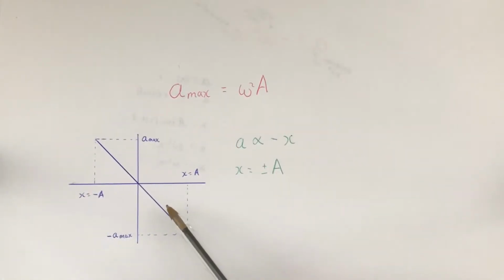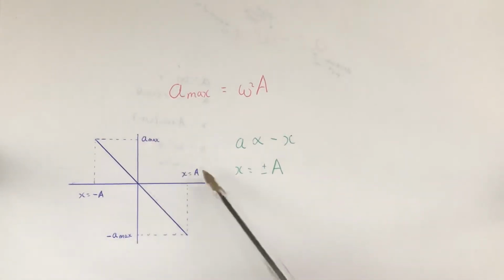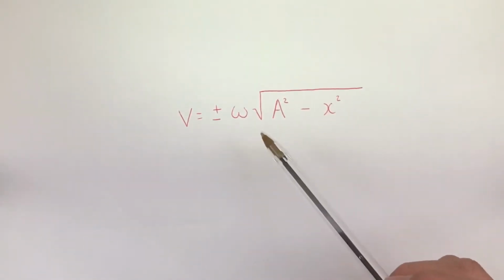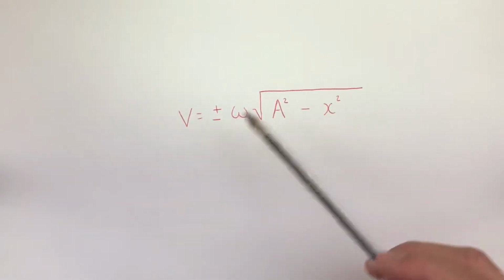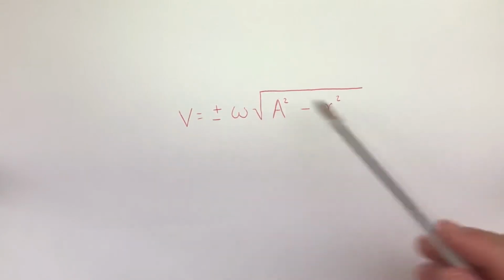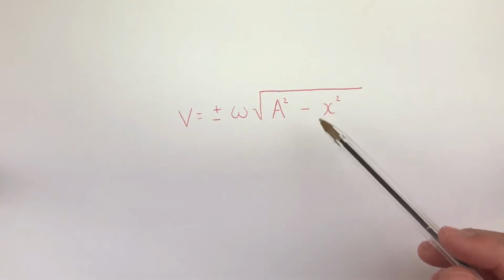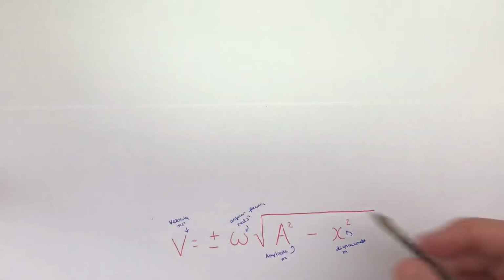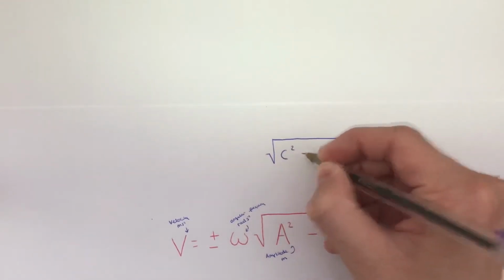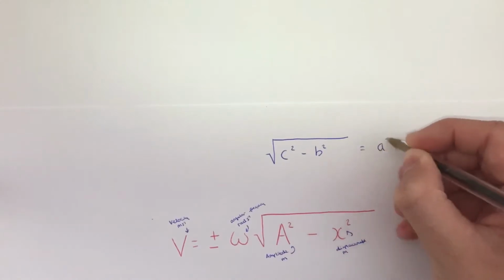And here is a lovely little graph that shows how acceleration varies with displacement for an object moving in simple harmonic motion. So we can see here is our a max and here is our maximum amplitude or displacement. And finally we have our velocity equations, where this is the velocity in meters per second. Of course, this is our angular frequency in radians per second. This is our amplitude or our maximum displacement, and this is just our displacement. Now, you don't have to worry about the exact derivation for this, but it's basically just, if you think back to old trigonometry, c squared minus b squared is equal to a squared.